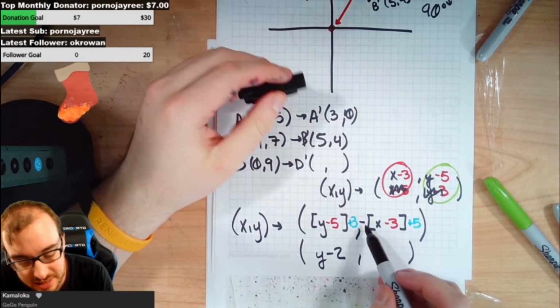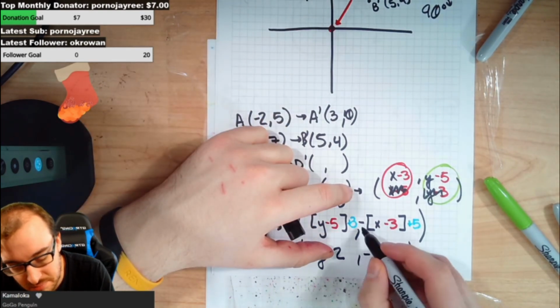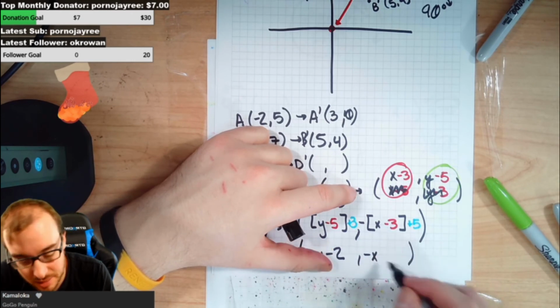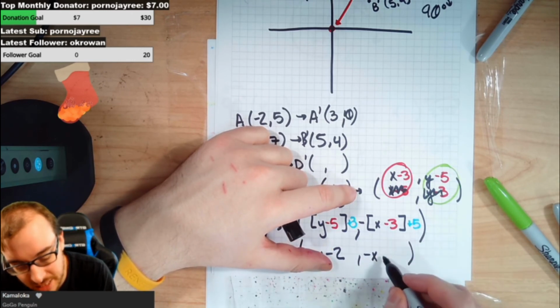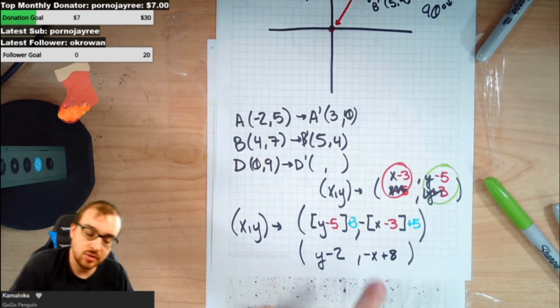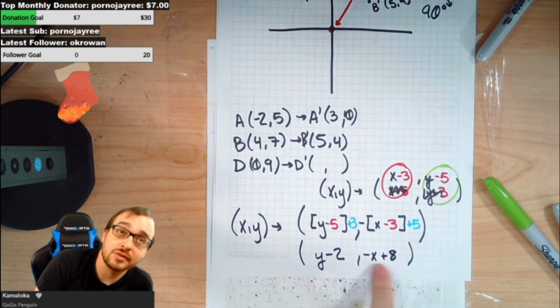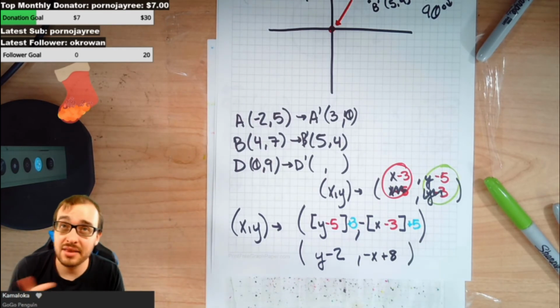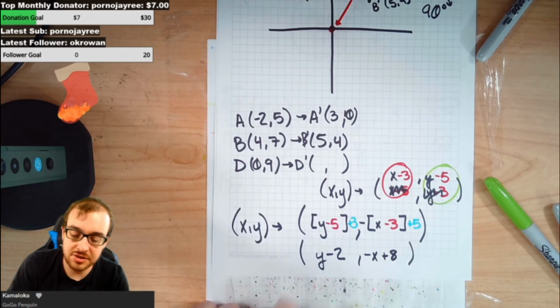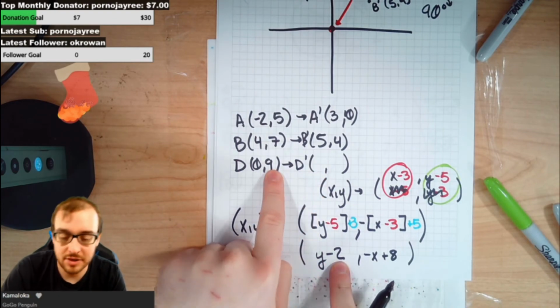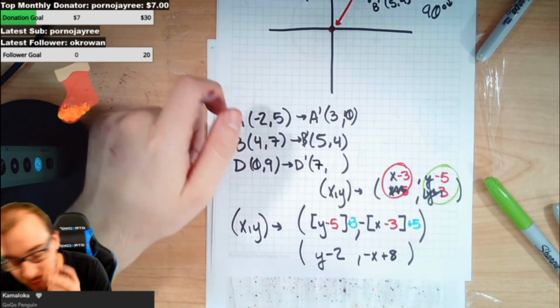And then this is negative version of x, is that minus sign. And then the negative version of negative 3, because that minus sign makes it positive 3. And then we're supposed to add 5. So there's our second part of our rule. The second number is going to be negative version of x plus 8. So if I apply that, for instance, to D, this says to find the first number, I need to take y minus 2. So y is 9, and if I subtract 2, I get 7 for D prime.